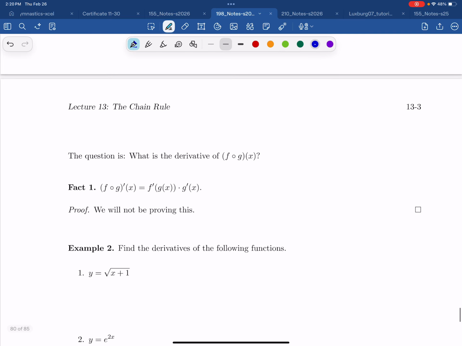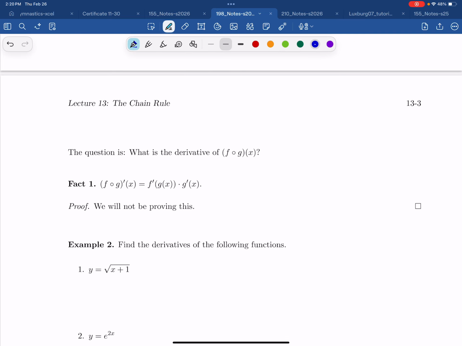And so the question is, what is the derivative of f of g of x? Well, it turns out it's this. I should have left it blank. We're going to write it again, because this is important to write. So we'll write this: the derivative of f of g of x equals f prime of g of x times g prime of x.